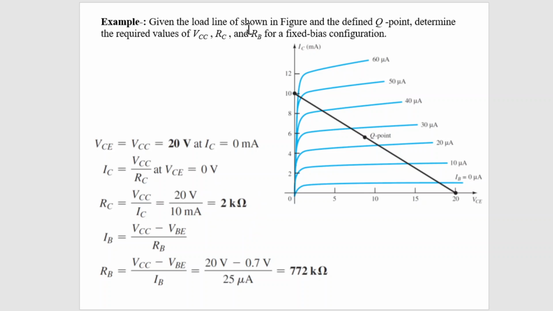Now one can find the base resistance, because the base current is given, since the Q point is defined here. For how much base current is the Q point defined? This is 20 and this is 30, so the Q point is in the middle between 20 and 30, that is 25. That means the Q point is defined for 25 microampere base current, so IB is equal to 25 microampere. We know the equation IB is equal to VCC minus VB upon RB, so we can find RB. RB is equal to VCC minus VB upon IB, which gives RB equal to 772 kilo ohm.